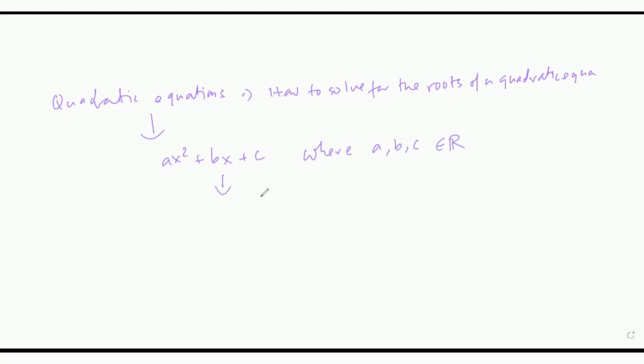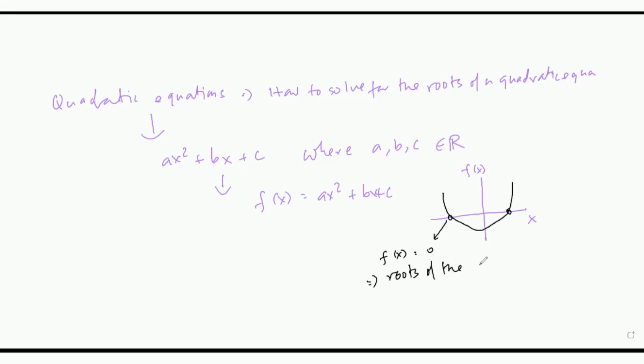If you write down a function f(x) is ax squared plus bx plus c, and then we try and plot it, with x on the axis, we are plotting this function. It represents a parabola. And these points where f(x) equals 0 are called roots of the quadratic.